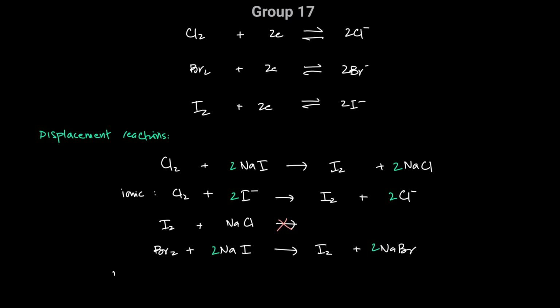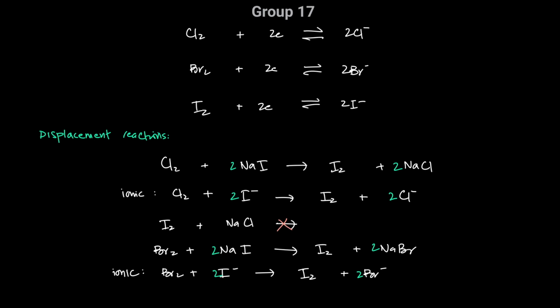Br2 will react with iodide ions to form iodine and bromide ions. And again, the halide is the reducing agent. It undergoes oxidation: oxidation number increases from -1 to 0, or it loses electrons. And the halogen is the oxidizing agent. It undergoes reduction: oxidation number decreases from 0 to -1, or we can say that it gains electrons.